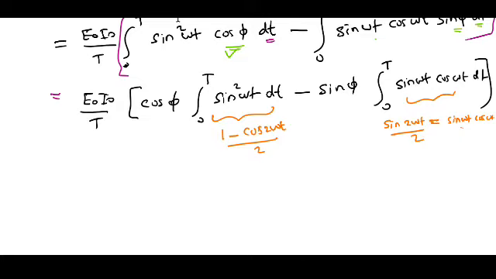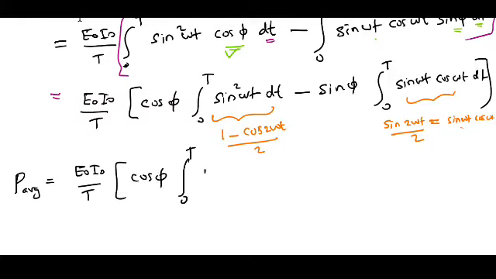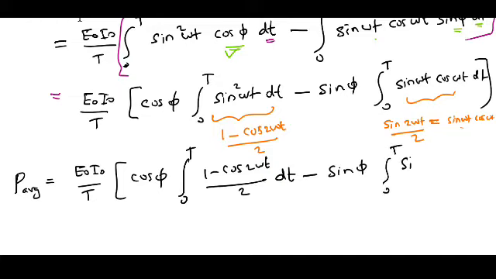Fine. In the next step, the average power is equal to E0 I0 by T, cos phi, integration 0 to T of (1 minus cos 2 omega t) by 2 dt, minus sin phi. Here inside the integral 0 to T, instead of sin omega t cos omega t, we can write sin 2 omega t by 2 into dt.